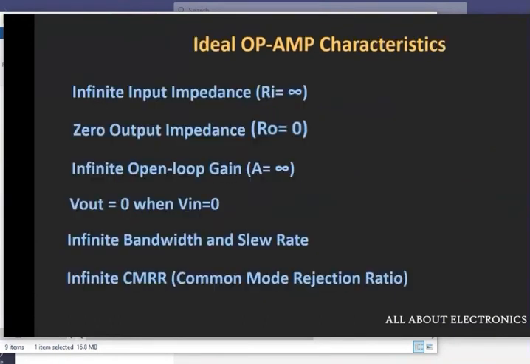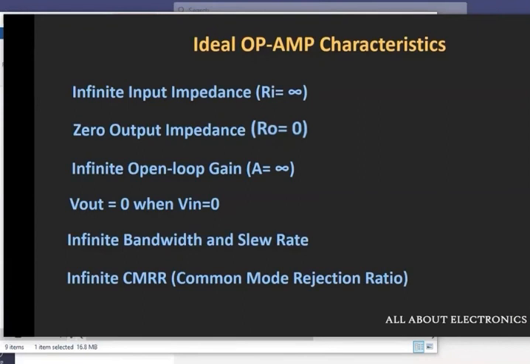So here is the list of different ideal op-amp characteristics. The ideal op-amp has an infinite input impedance, infinite open loop gain, and infinite bandwidth and slew rate. And in this ideal op-amp, whenever the input is equal to 0, then at that time the output is also 0. And this ideal op-amp has an infinite common mode rejection ratio.